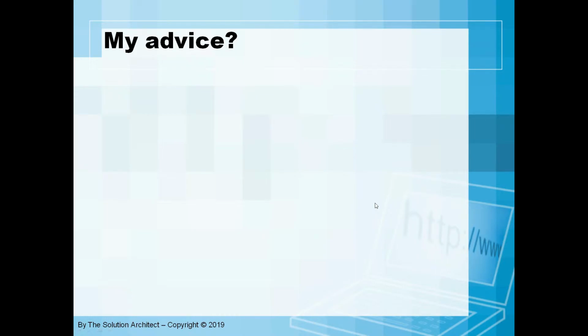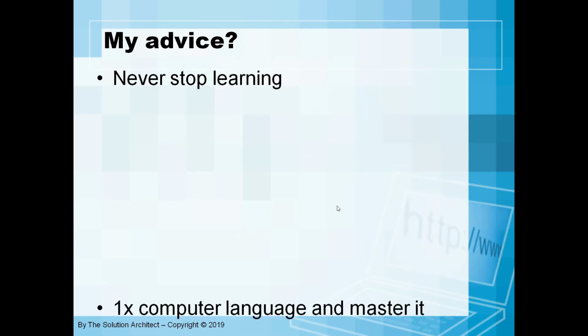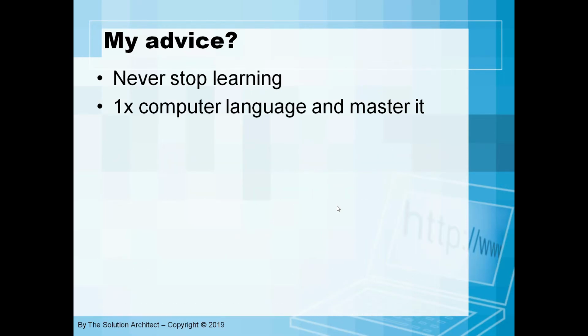So guys, what is my advice for you if you want to become a programmer? Believe me, it's a great job. But what is my advice? What do you need to know? What do you need to do? Never stop learning. Always learn new things, especially around new programming techniques, because things evolve very quickly in the programming arena. Choose one computer language and master it. Don't try to do more than one language at the same time. You're not going to learn Spanish and German or Dutch at the same time. You're going to master one language and then move on to the next one.